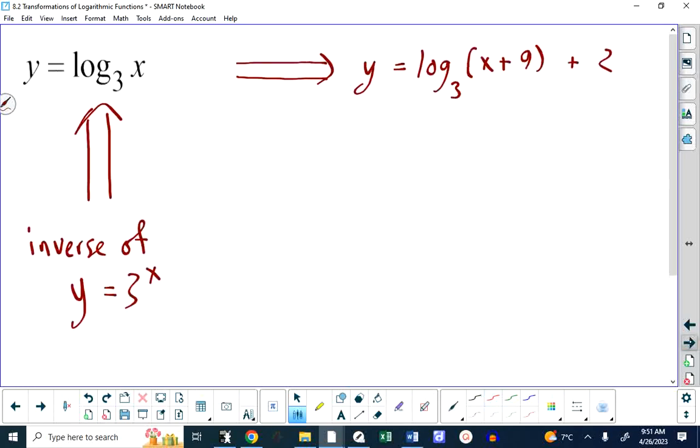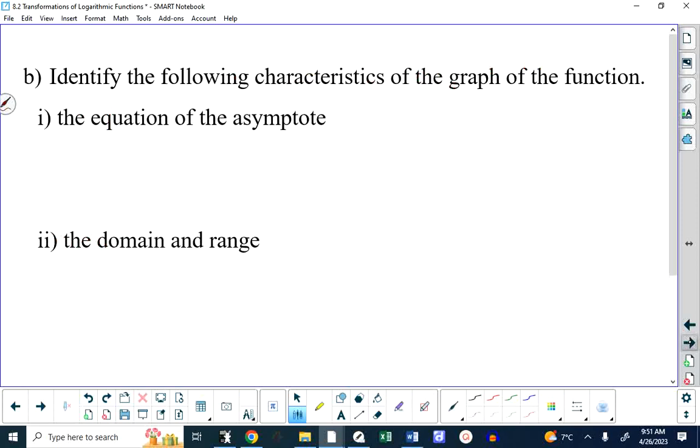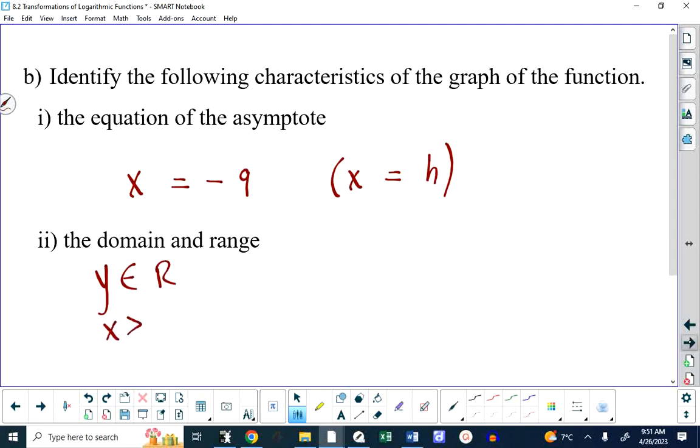Now, we are asked to do some other things. What's the equation of the asymptote? Well, the equation of the asymptote is x equals -9. If you stop and think about it, it's because h is -9. The asymptote for a logarithmic function starts at x equals 0, so any horizontal translation moves it. What are the domain and range? Well, you can see that the range is any real number. The graph extends up and down forever. The domain is x is greater than -9, because that's h.